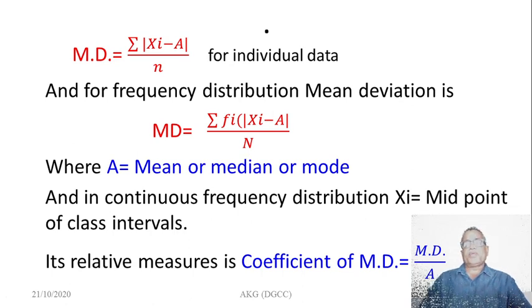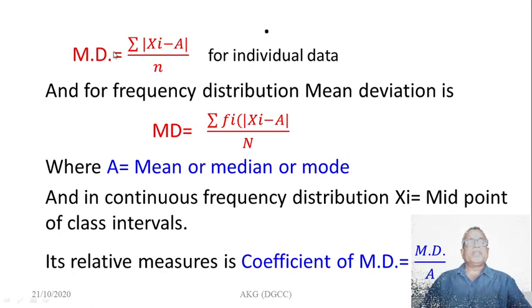For a grouped frequency distribution: in case of a discrete frequency distribution there is no problem, because we are given the data of the random variable x and their corresponding frequencies. But in case of a continuous or grouped frequency distribution, we have the class intervals and their frequencies. So here the value xi we take as the midpoint of the class interval.